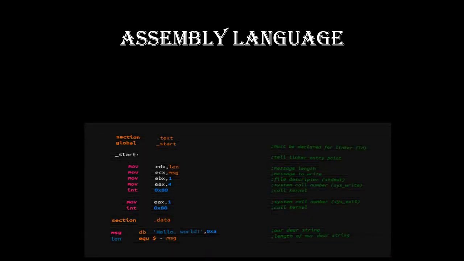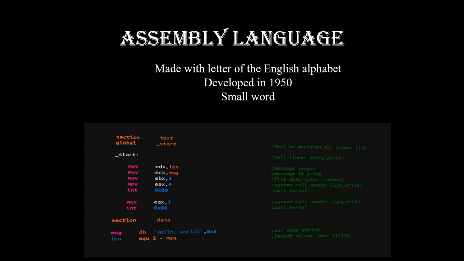Next one is the assembly language. This is the first computer language made with letters of the English alphabet. Can you see one example? It was developed in 1950. Each instruction to the computer is written using small words. It tells the computer where the data is and what to do with it. You can easily learn this using English letters. Some small letters are there. Can you see the example?